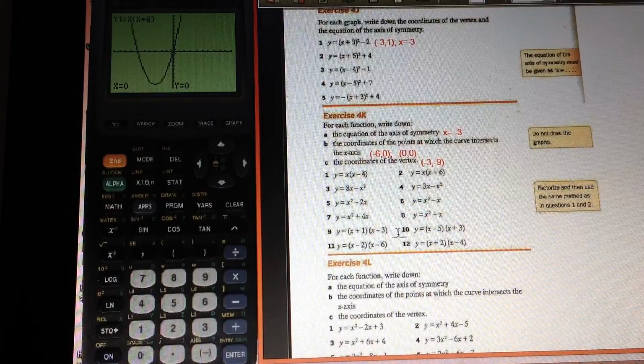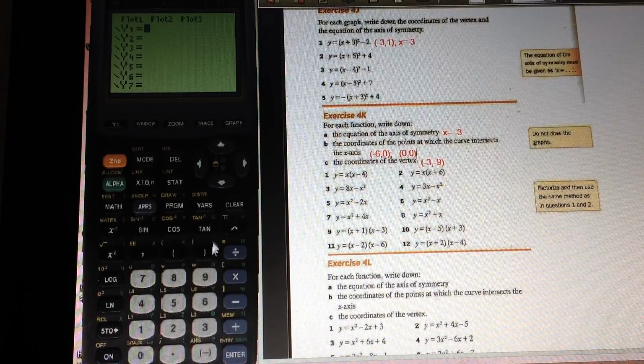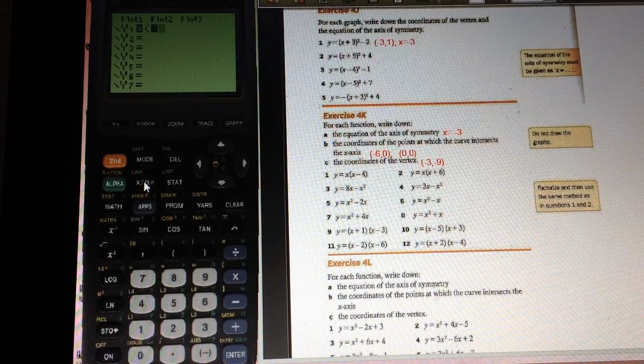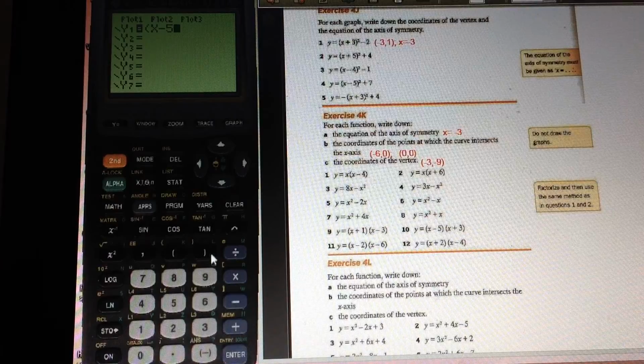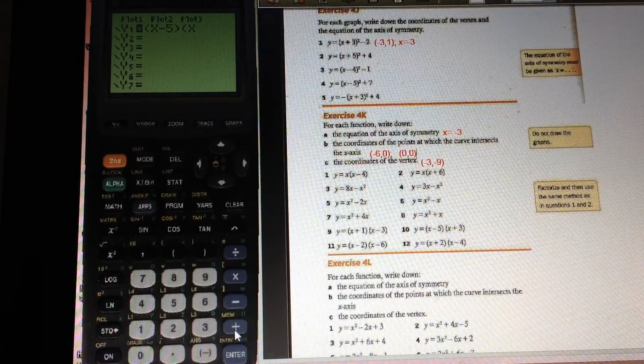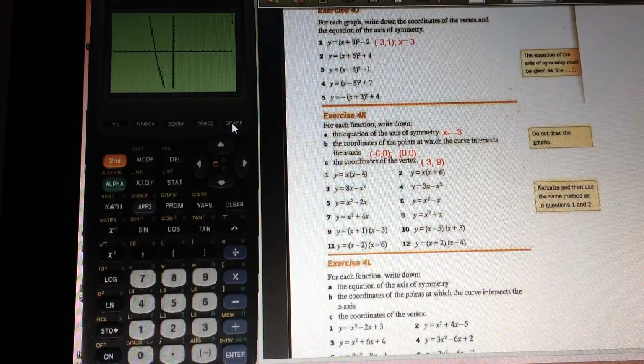Okay? When you're doing the same thing, when there is a function, you simply put the function into your graphing calculator. So the same thing when you do number 10, you just need to type in your function. So therefore, clear your function. You got parenthesis x minus 5 times parenthesis x plus 3. Close your parenthesis and graph. You will see your graph.